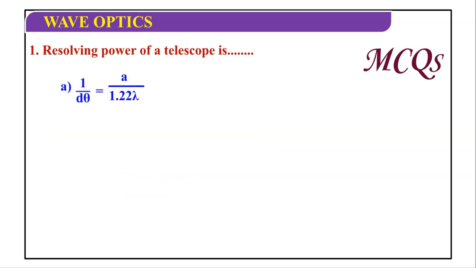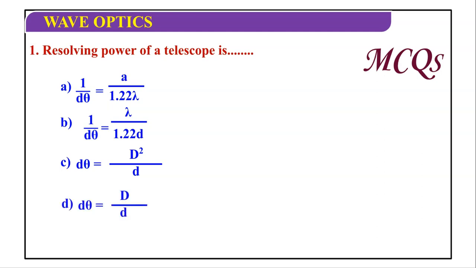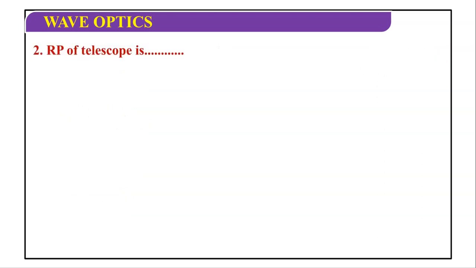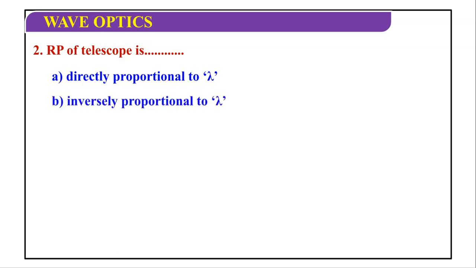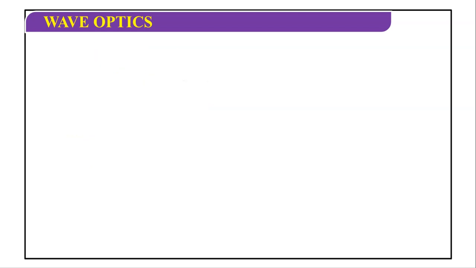Now let's take some MCQ questions. The resolving power of a telescope is: 1 by d theta = D by 1.22 lambda, 1 by d theta = lambda by 1.22 D, d theta = D square by d, or d theta = D by d. The correct answer is A. The resolving power of a telescope is directly proportional to lambda, inversely proportional to lambda, does not depend on lambda, or none of these. The correct answer is that it is inversely proportional to lambda.